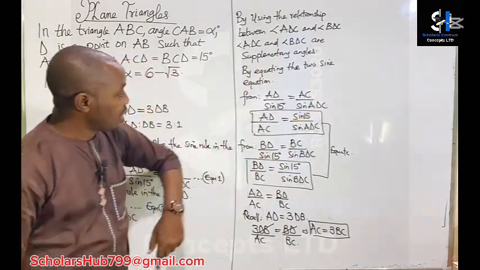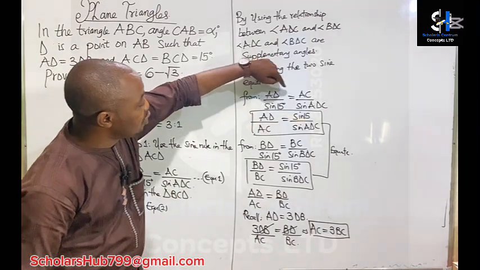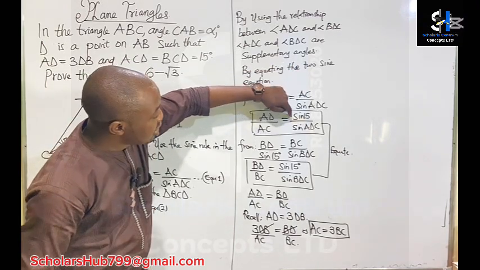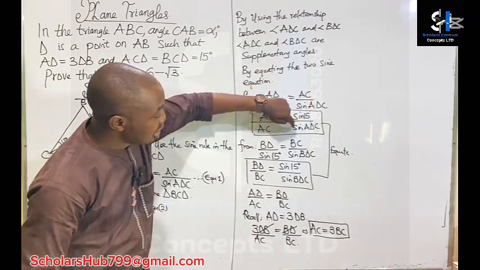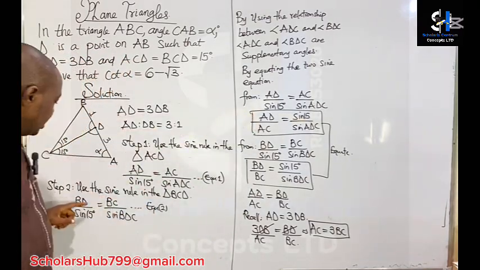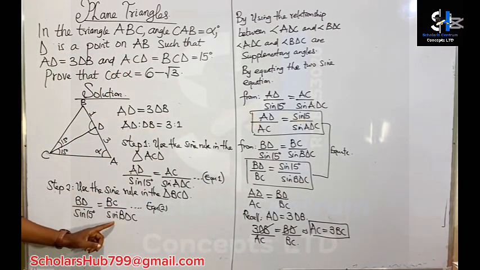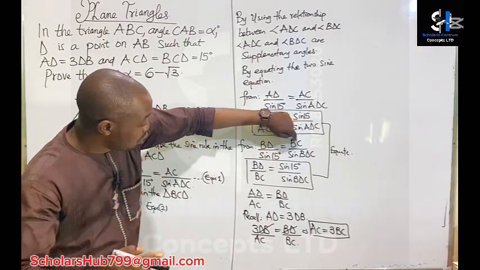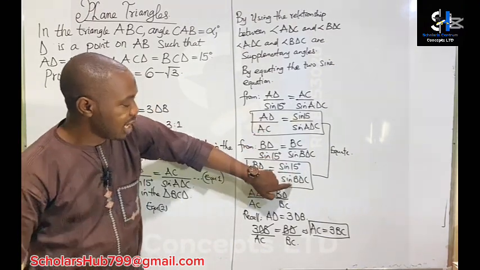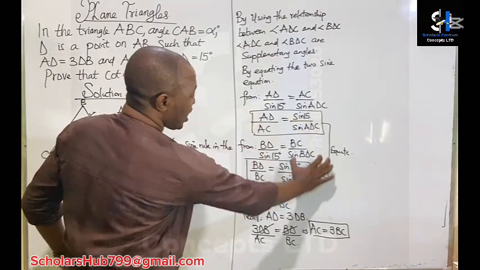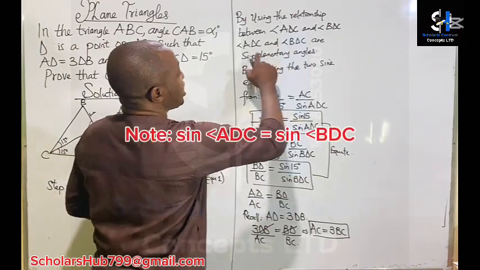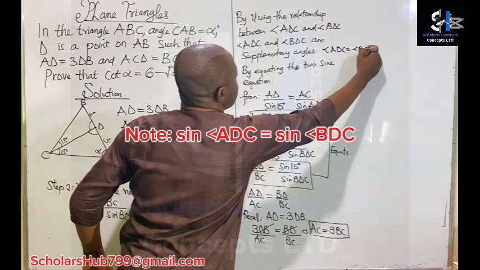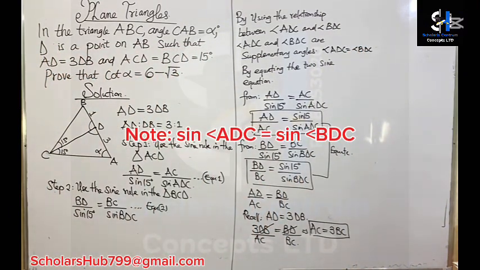So from equation 1, from AD over sine 15 equals AC over sine ADC, we can express the ratio of AD to AC as sine 15 degrees over sine ADC. Then from BD over sine 15 degrees equals BC over sine BDC, we can write BD over BC equals sine 15 degrees over sine BDC. These two are equal, because they are supplementary angles, so we can say angle ADC equals angle BDC.